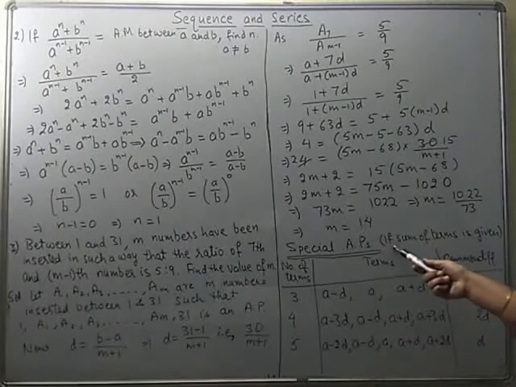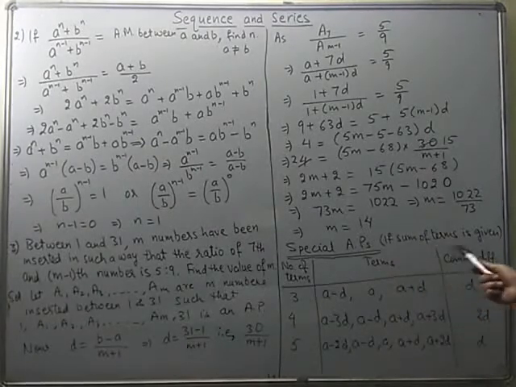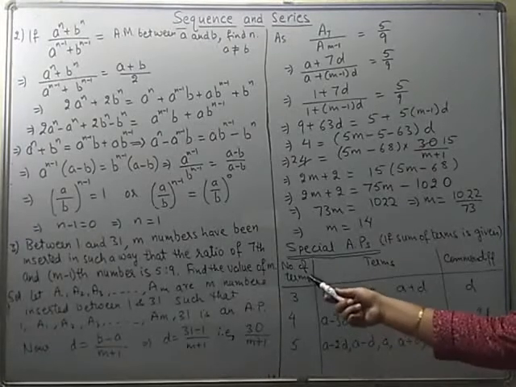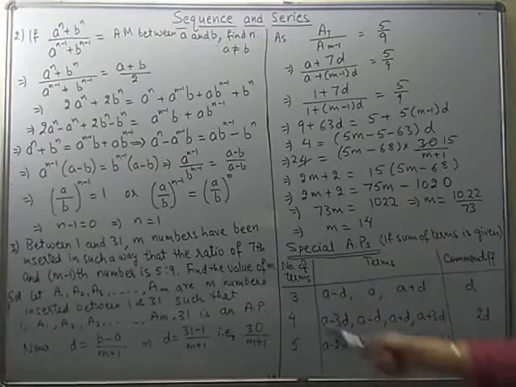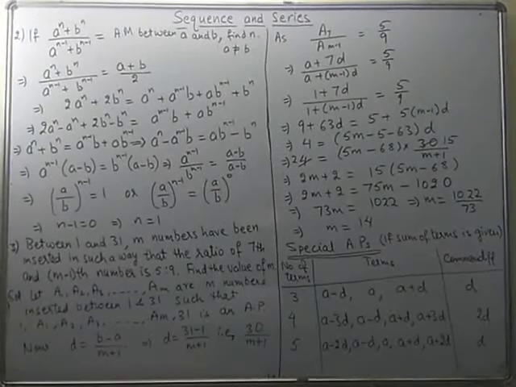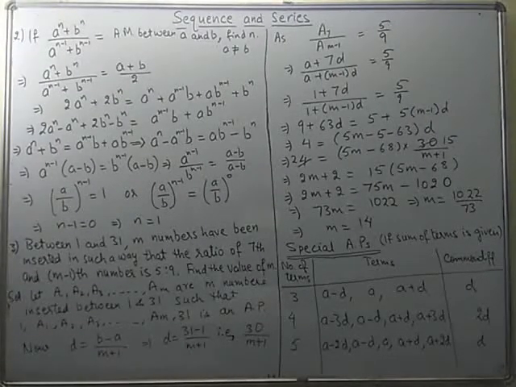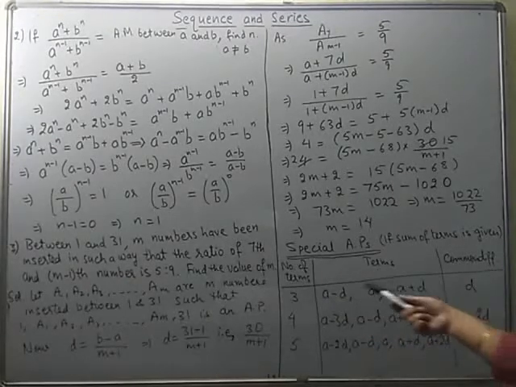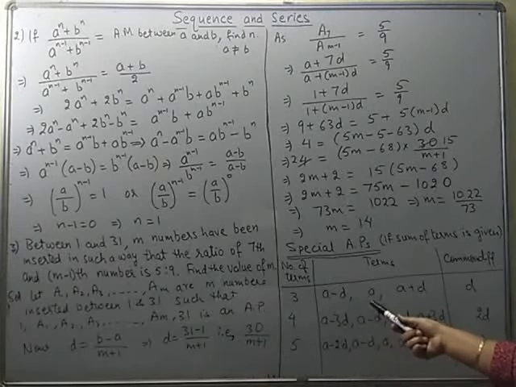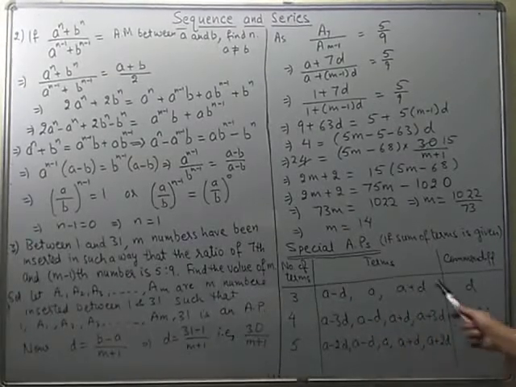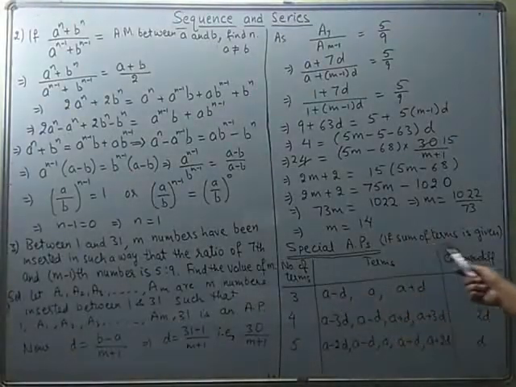See the condition I have written. We are going to use it only if the sum of terms is given. Then only it is useful. Suppose they say the number of terms in the AP is 3. 3 terms are only there and you know their sum. Then instead of taking routine terms like a plus d, a plus 2d, you can assume these as the 3 terms: a minus d will be the first term, a will be the second term, a plus d will be the third term. And see how it makes our work easy if the sum is given.